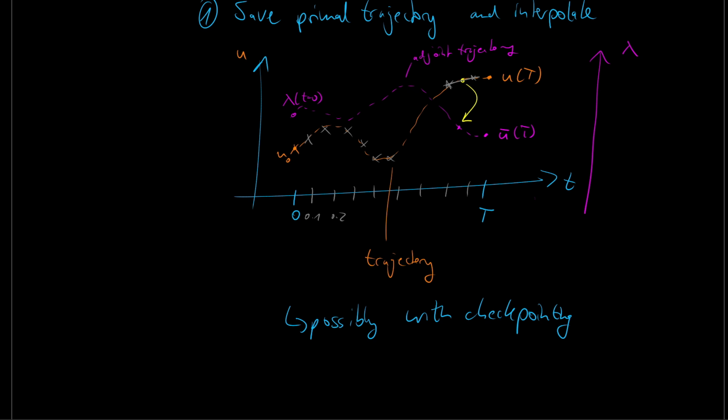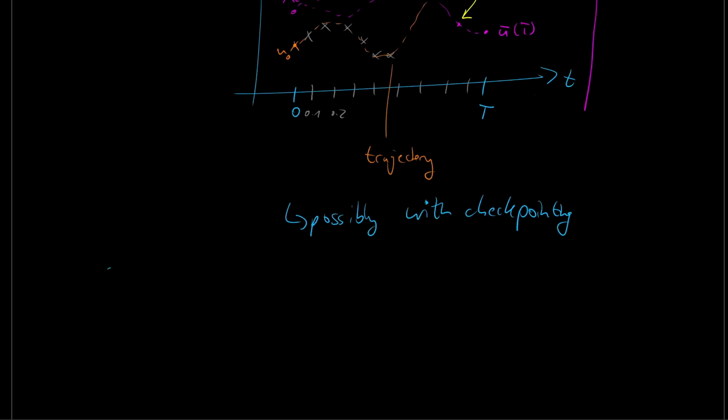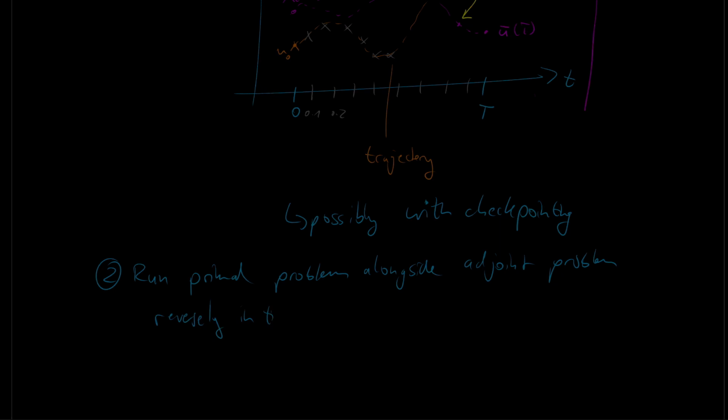This would make it a bit more efficient. So instead of interpolating with a linear interpolation, we could maybe rerun the dynamics from that point on with the original primal. There are a lot of tricks one can do, but essentially we still need to save a little bit. And the second one is an interesting one, but it also has its limitation, which is to run the primal problem reversely alongside the adjoint problem. So the second point is to integrate the primal problem alongside the adjoint problem reversely in time. Okay, well, how does that work?